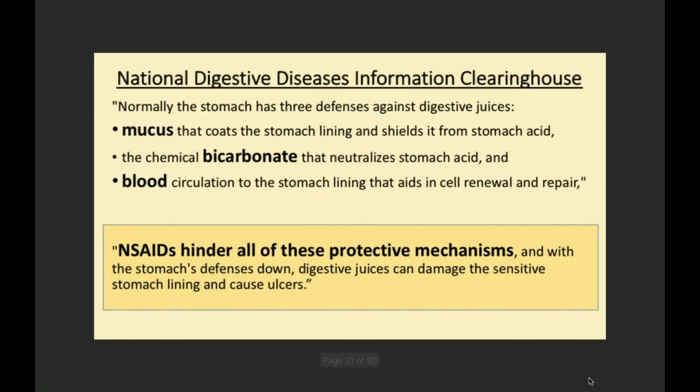Now, the stomach is protected by mucus, by the bicarbonate, and by blood circulation of the stomach lining. Non-steroidal anti-inflammatories hinder all of these protective mechanisms, and with the stomach defenses down, digestive juices can damage the sensitive stomach lining, causing ulcers. Why? Because if you limit the goblet cells, and that's what this does, it allows the normal flora in there to be pathogenic and start to grow in healthy tissue that they shouldn't be in.